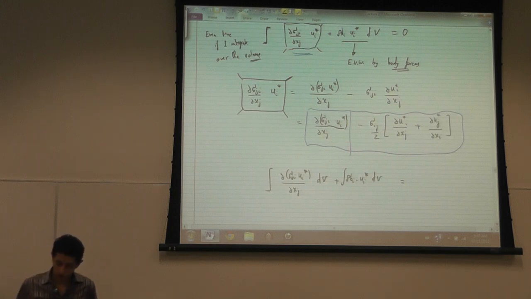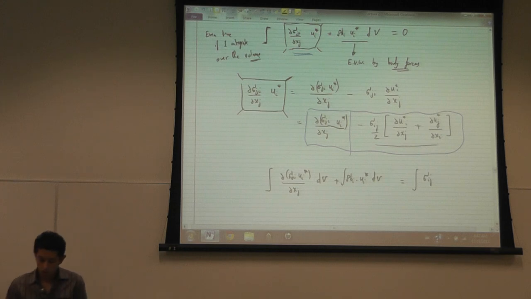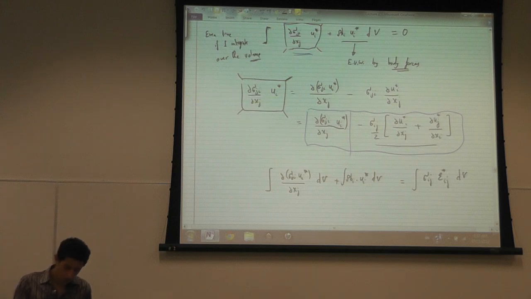I'm going to put this on the other side, so sigma ij. And what is this? Partial u i star by partial xj plus partial u j star by partial xi divided by 2. If you remember, this is the strain, the associated strain epsilon star ij, the virtual strain.